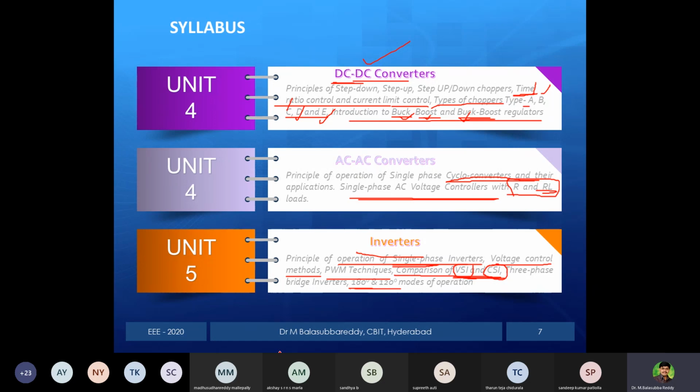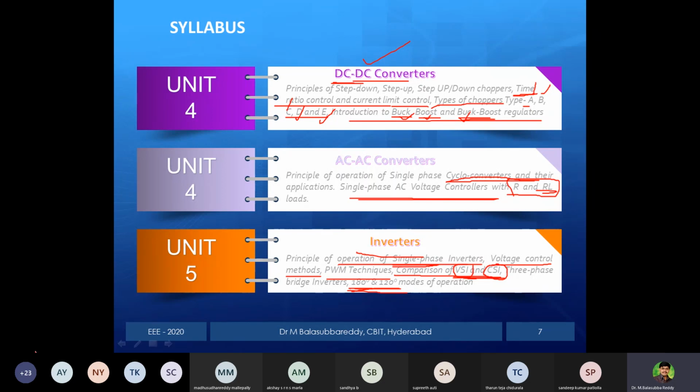Another one is the three phase bridge inverter. Again same as the rectifier case, single phase rectifiers and three phase rectifiers, similarly in the case of inverters also, single phase inverters and three phase inverters. Three phase inverter has two modes of operation. One is the 180-degree mode of operation and the other is the 120-degree mode of operation. This is about the firing pulse durations.